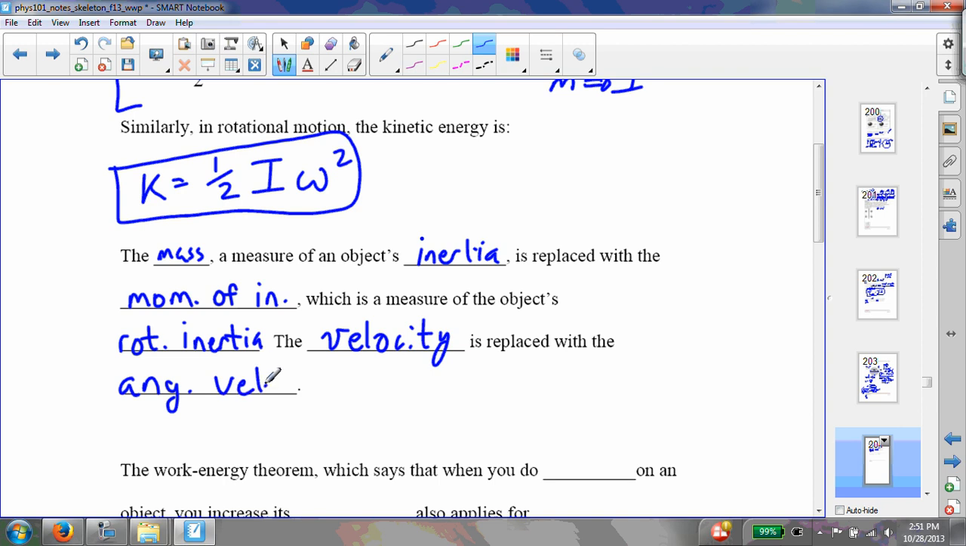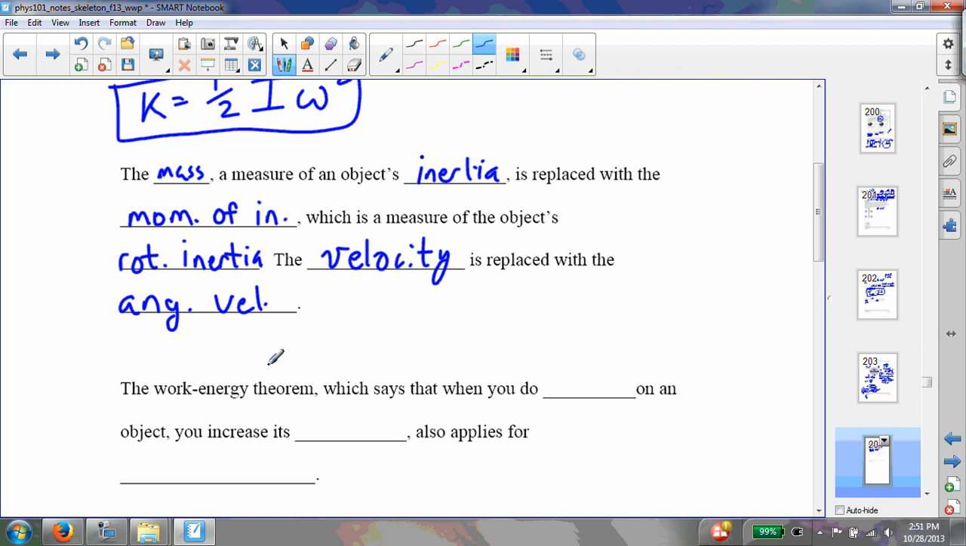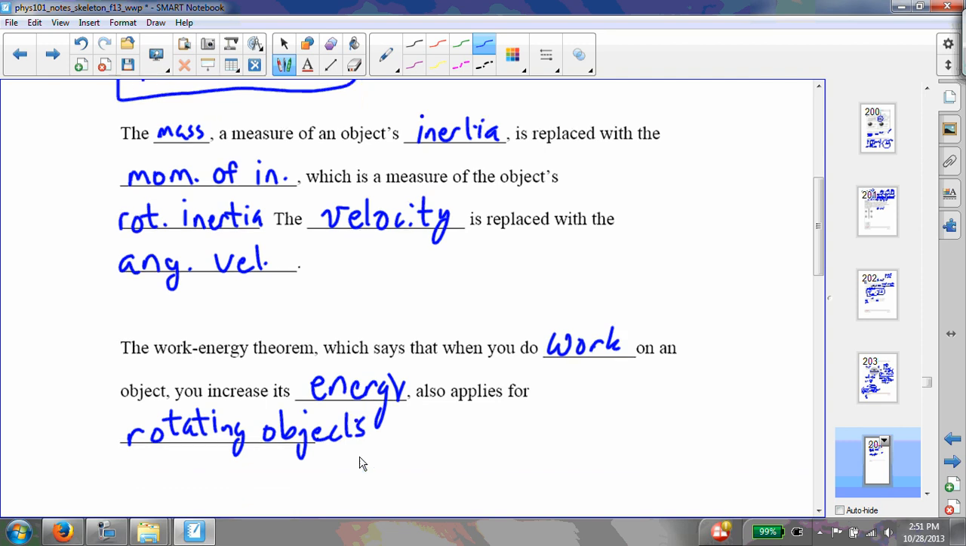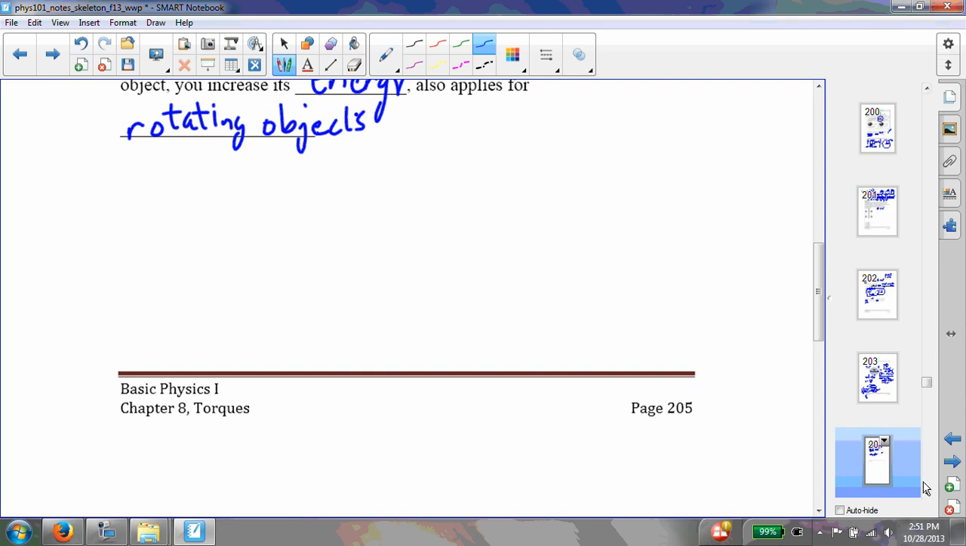Now, just as we had before, in chapter 5, I think, the work-energy theorem says that when you do work on an object, you increase its energy. So this is also going to apply to rotating objects. All right, let's do a quick example, and then you'll have some more examples in your homework.